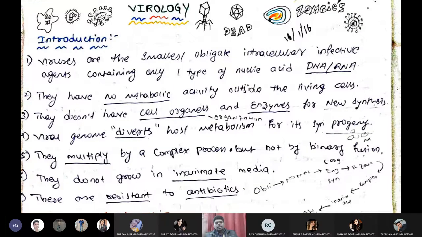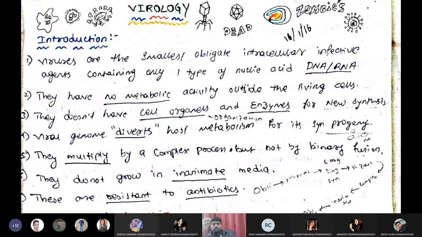Then, viruses don't have any metabolic activity outside the cell. They cannot grow in inanimate media such as blood agar. MacConkey agar cannot be used as a medium for the growth of viruses. They are resistant to antibiotics because antibiotics are antibacterial in nature. Viruses alter the normal cell mechanism for their survival. Also, viruses can exist in only two forms: either DNA viruses or RNA viruses, but not both. Both DNA and RNA genomes cannot be present in a single virus.